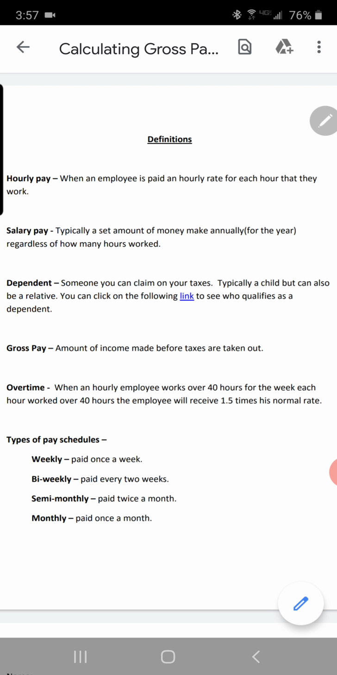Before we calculate your gross pay, let's go over some definitions real quick. I mean, some of y'all might know this already, but just in case. Hourly pay, of course, is when an employee is paid an hourly rate for each hour that they work. So, when you get paid $10 an hour, that's your hourly pay. Salary pay. It's typically a set amount of money you make annually for the year, regardless of how many hours you work. So, I can work 50 hours a week and I'm still going to get paid the same no matter what, if I even work 30 hours a week. That's just the way it goes when you get a salary.